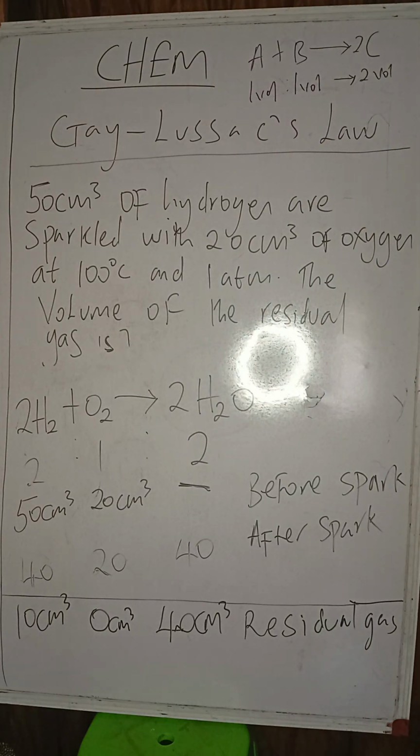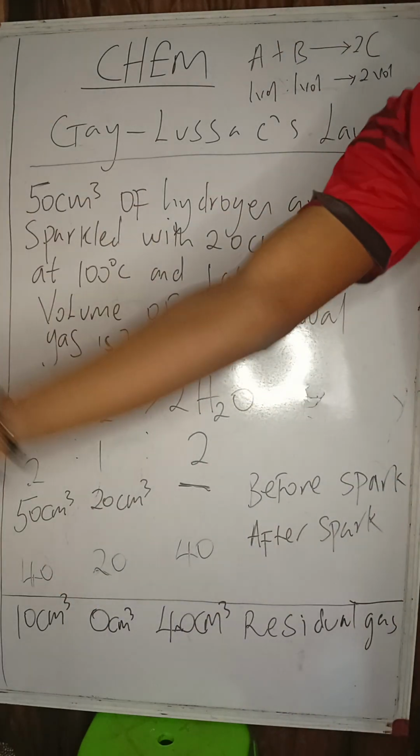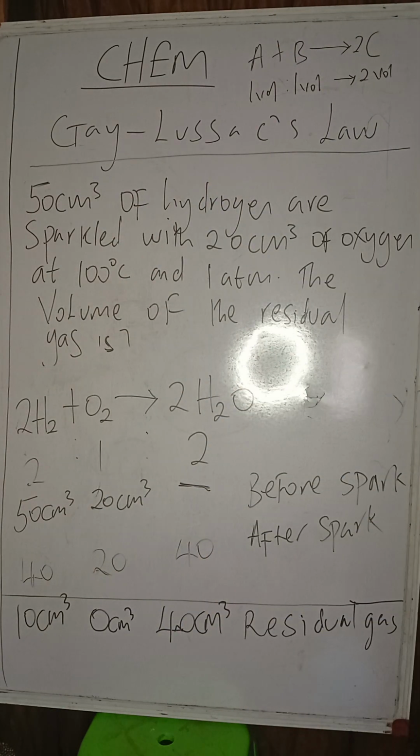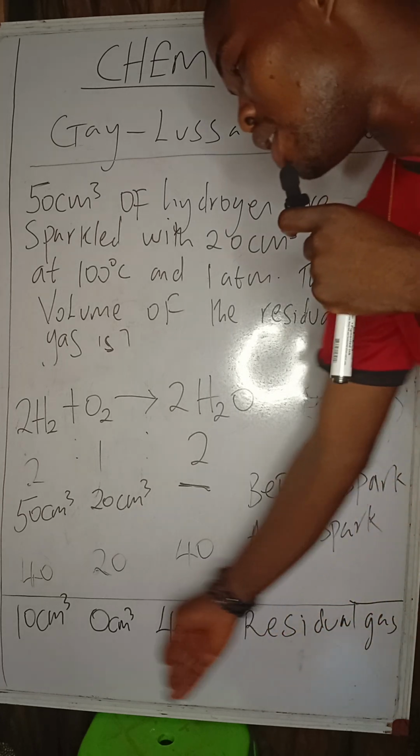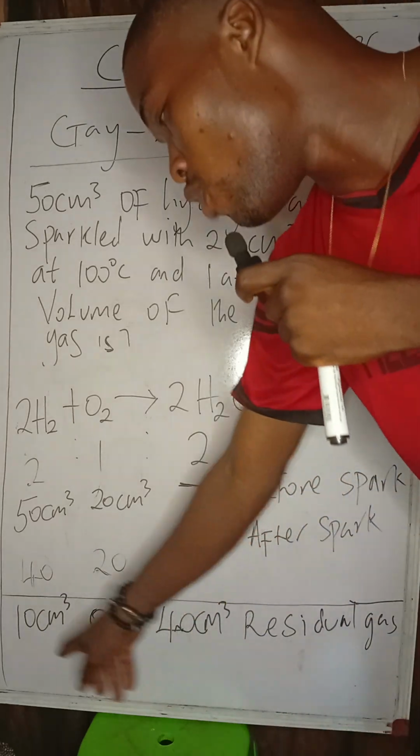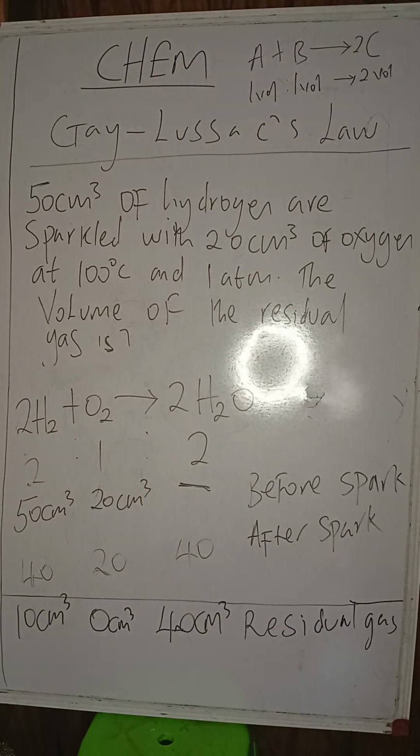So they ask you, what is the total volume of the residual gas? The total volume of the residual gas will be the remaining gas at the end of the reaction. So after the sparking, what volume of gases are remaining? That's the total volume of the residual gas. So what we normally do is to add them up. It will be 40 plus 0 plus 10. That gives us 50. So the total volume of the residual gas is 50 cm cube.